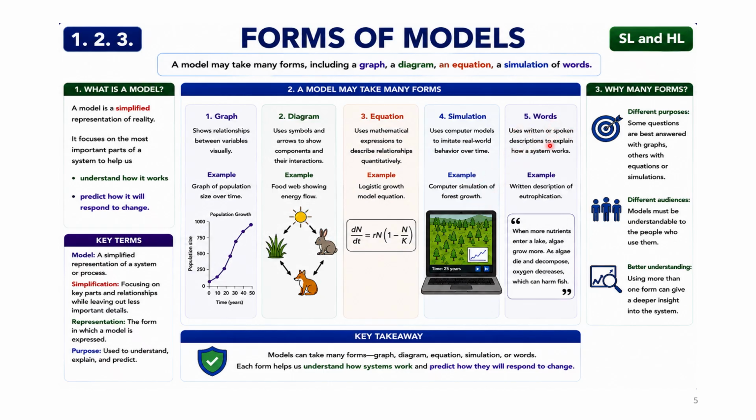Finally, words can also form a model by explaining environmental processes, for instance, describing how eutrophication occurs when nutrient enrichment leads to algal blooms and oxygen depletion. Different forms serve different purposes and audiences. Scientists may use equations and simulations for precision, while diagrams and written descriptions are often more accessible for communication and education. In practice, combining multiple forms of models provides a more complete understanding of environmental systems and improves our ability to explain, analyze, and predict environmental change.